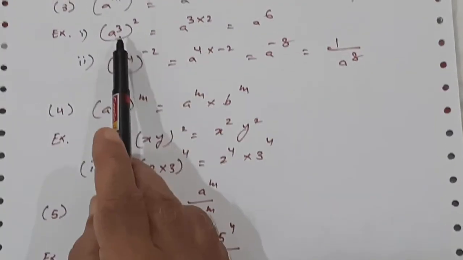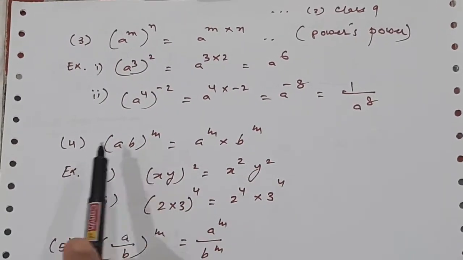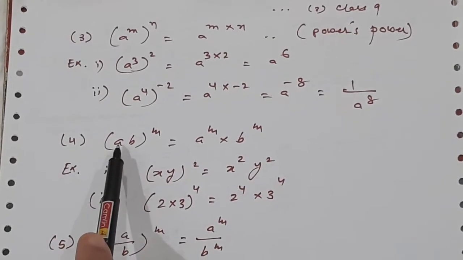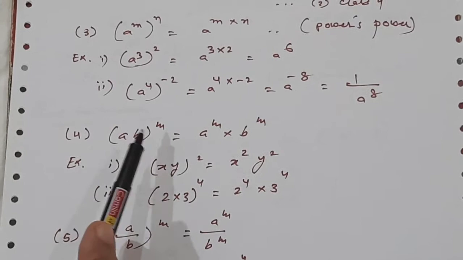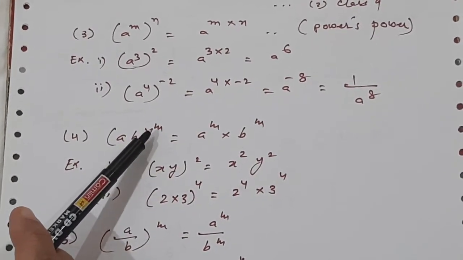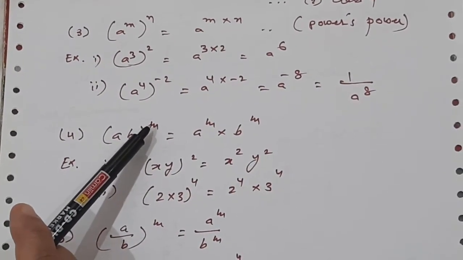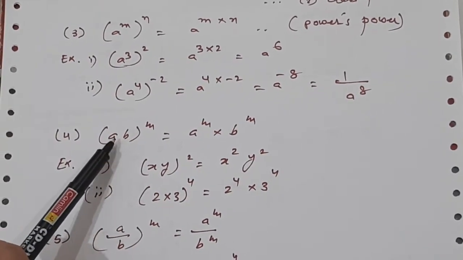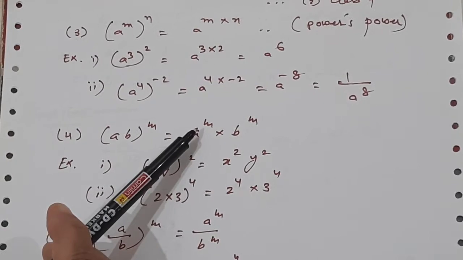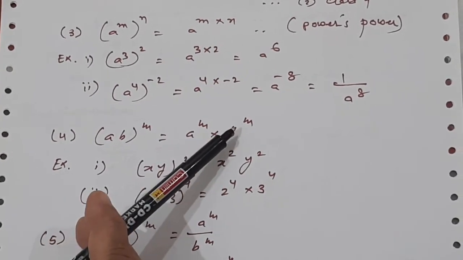This is called power of a power. Now, distribution. This is the fourth law, (ab)^m. Here a and b, two different bases, are there and the power is the same. What is the power, or what is the exponent? m. Now this power will be distributed to both the bases. So it will be a^m into b^m.